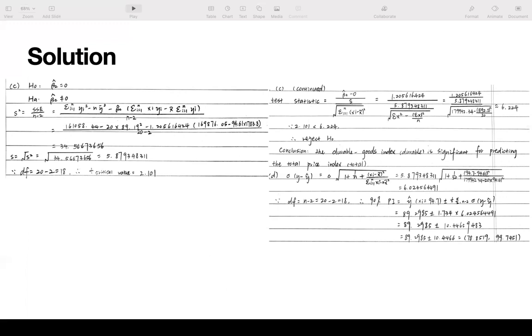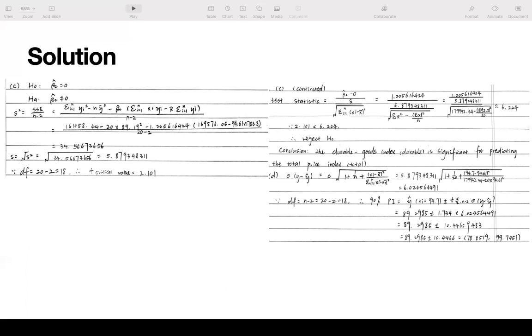So because the DF is equal to 18, we have the critical value of T is equal to 2.101. So we can write the test statistic as equal to 6.224. And since the critical value is smaller than 6.224, we can reject the null and conclude that the durable goods index is significant for predicting the total price index.